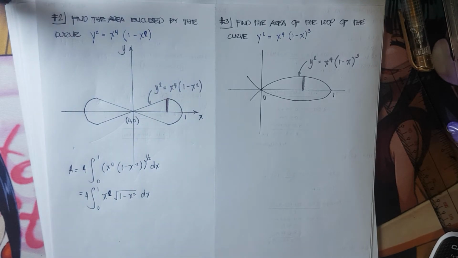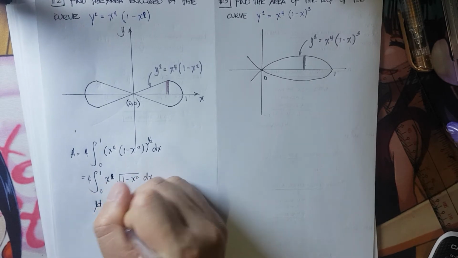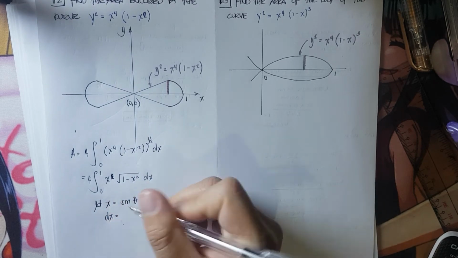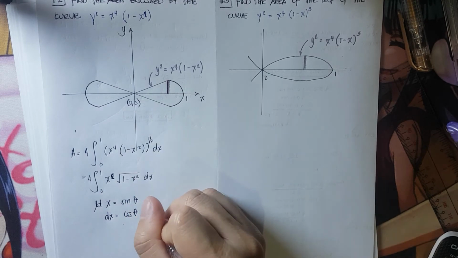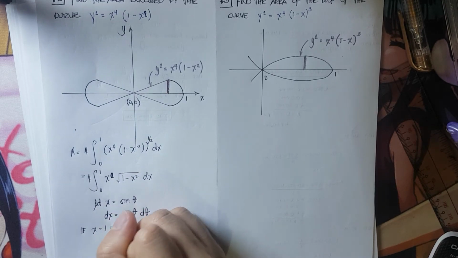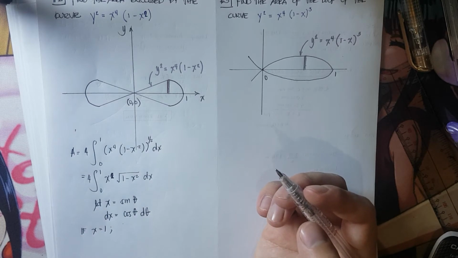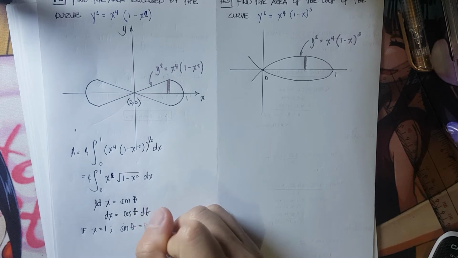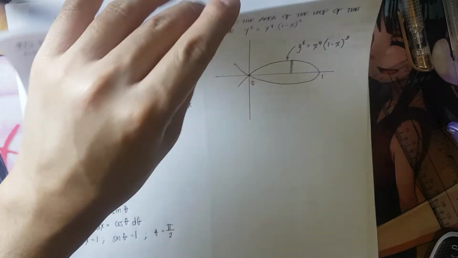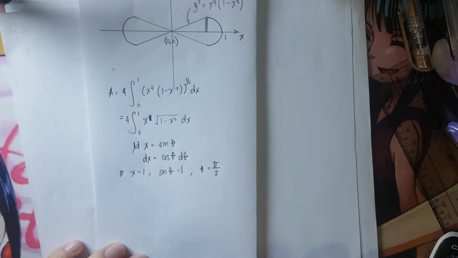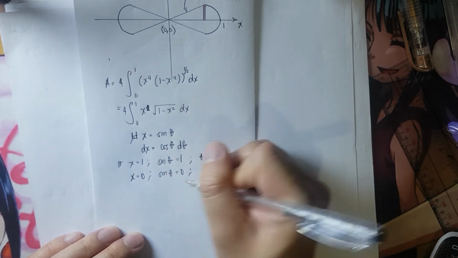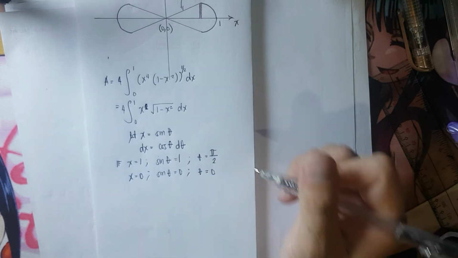So the next thing I'll be doing is to assign. So let x is equivalent to sine theta. Okay. The derivative of x is equivalent to cosine theta d theta. Okay. If x is equivalent to 1, sine theta is equivalent to 1, therefore theta is equivalent to pi over 2. Okay. If x is equivalent to 0, sine theta is equivalent to 0, theta therefore is equivalent to 0.